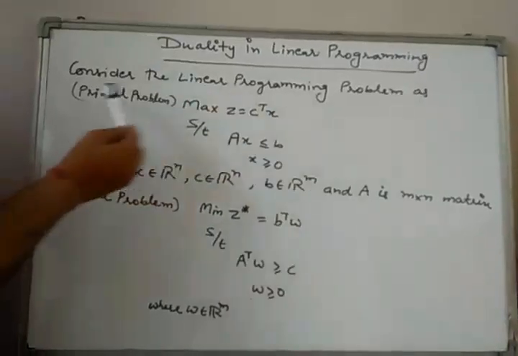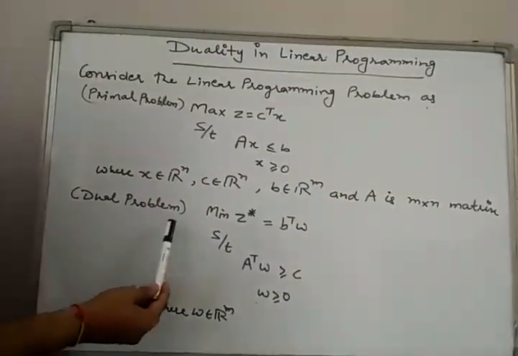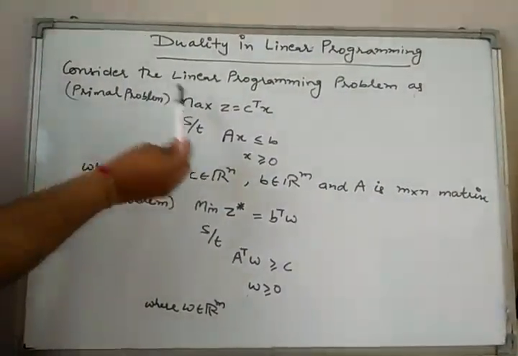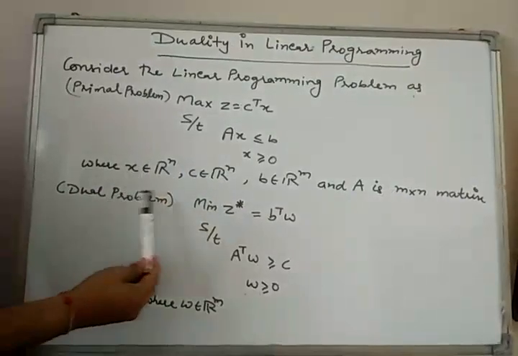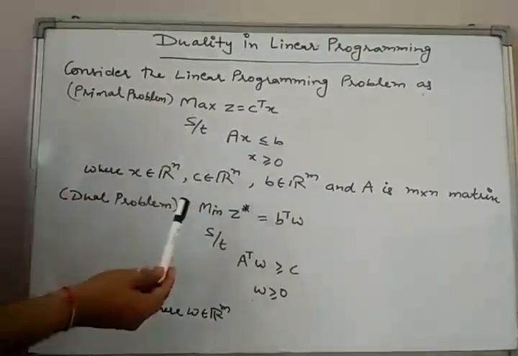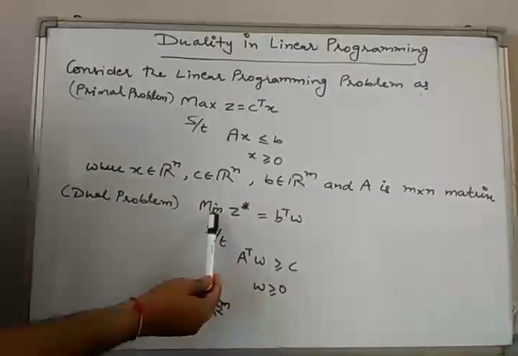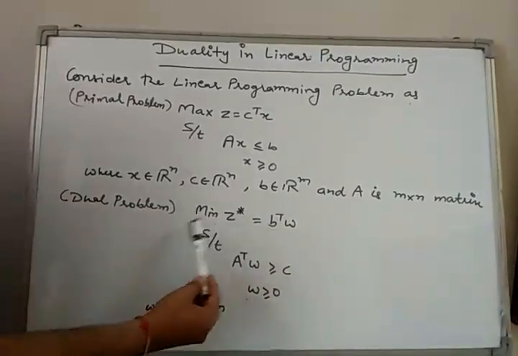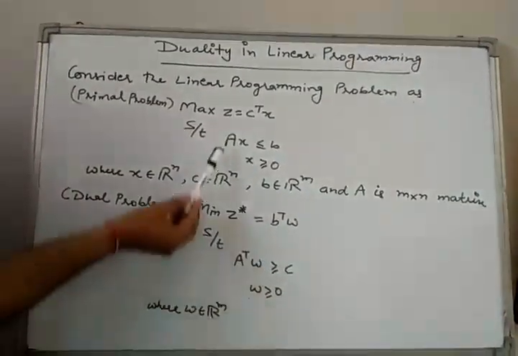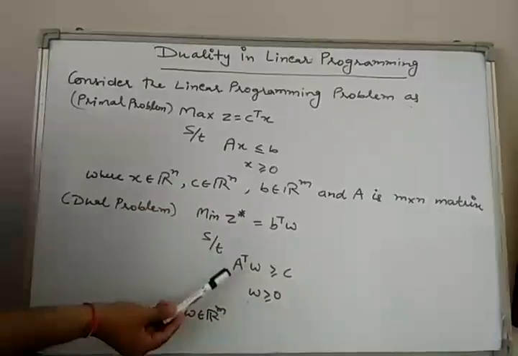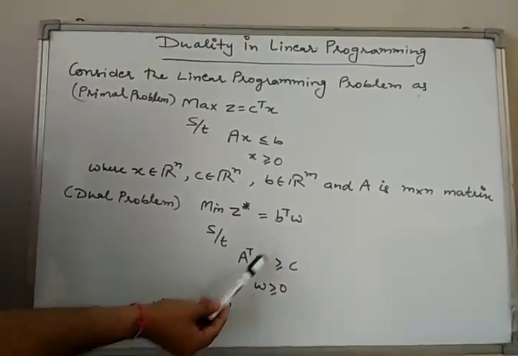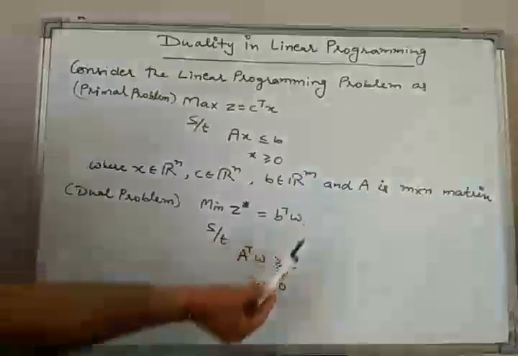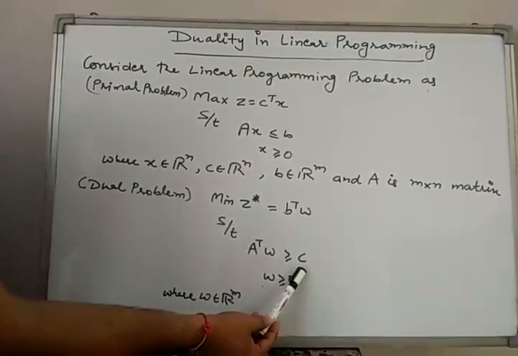Take this LPP as the primal problem, then the dual of this problem is as follows. If primal is a maximization problem, then its dual is a minimization problem, and vice versa. Here, to make its dual, the right hand side becomes the cost coefficients in the dual problem, and we take the transpose of the coefficient matrix in the dual problem. W are the dual variables. Here the cost coefficient from the primal problem becomes the right hand side in the dual problem.